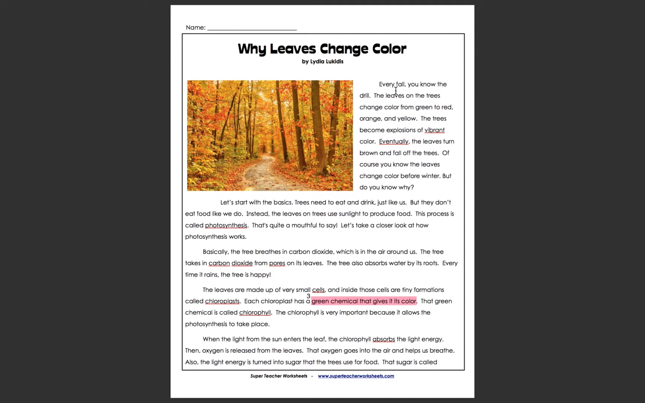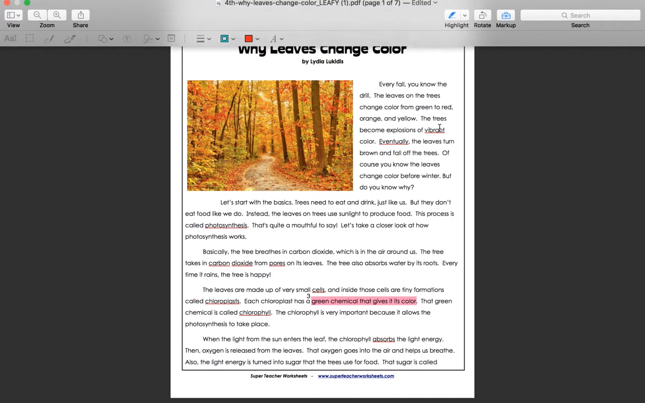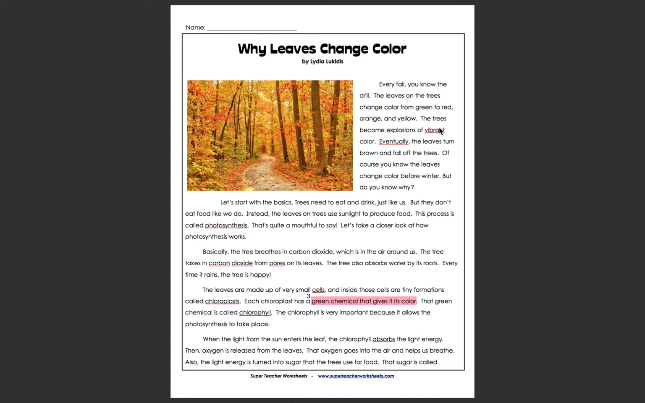Every fall, you know the drill. The leaves on the trees change color from green to red, orange, and yellow. The trees become explosions of vibrant color. Eventually, the leaves turn brown and fall off the trees. Of course, you know the leaves change color before winter, but do you know why?